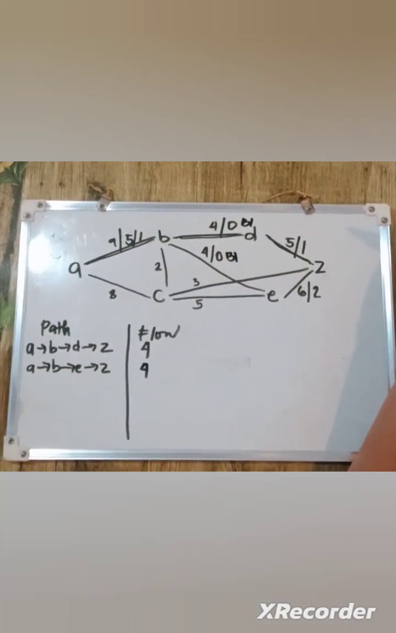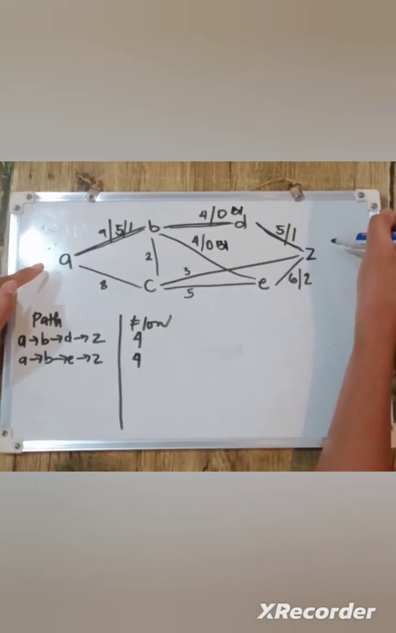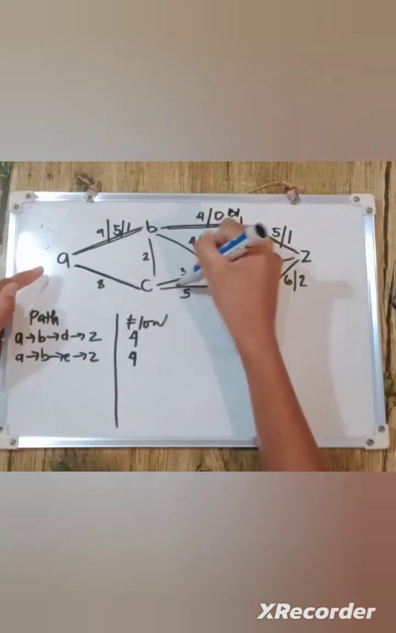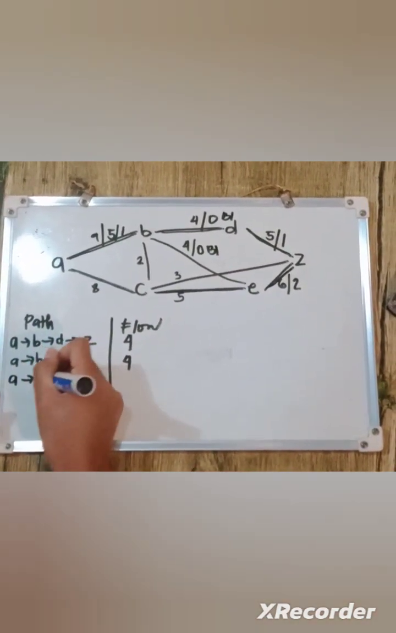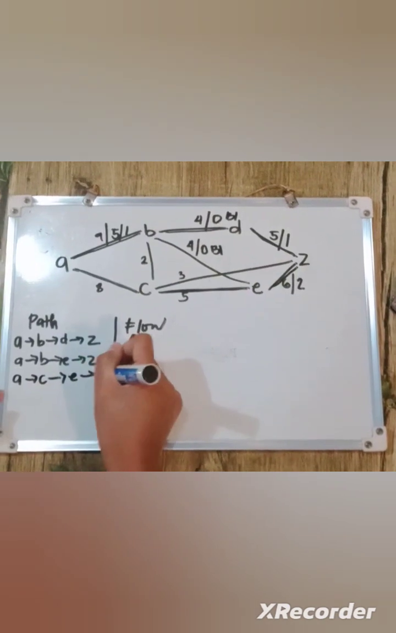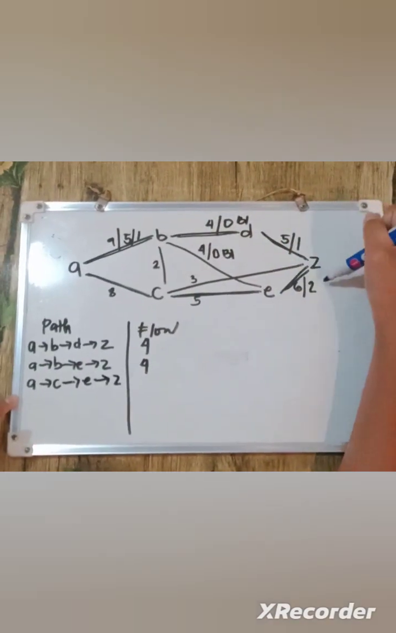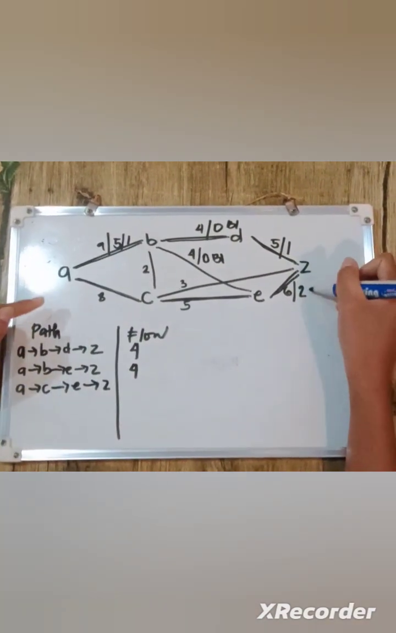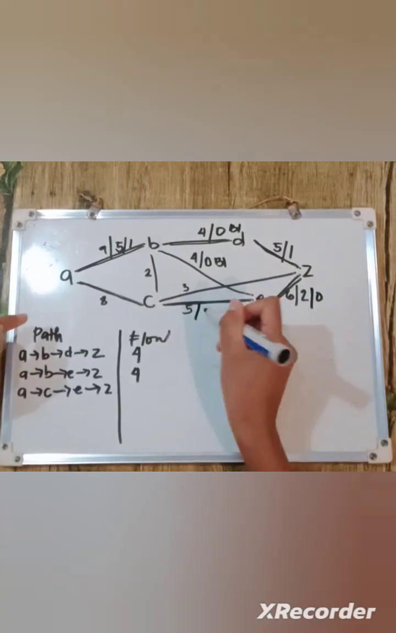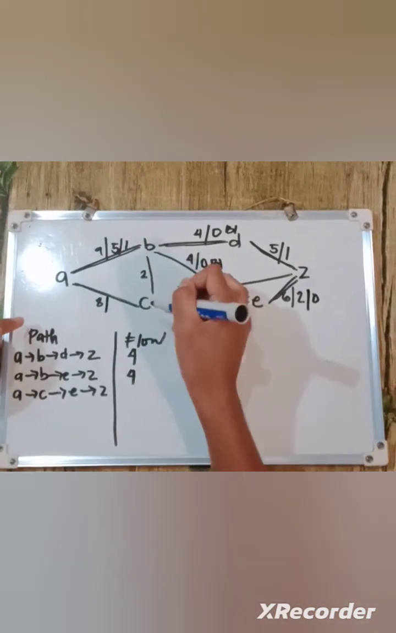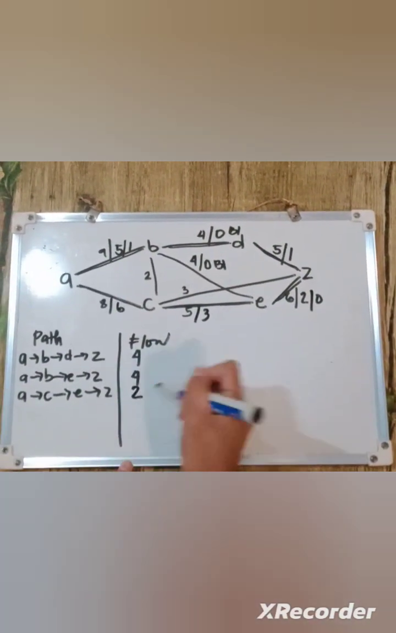Okay, next we have, we locate A, C, E, and Z. So this one is A to C, C to E, and E to Z. So we have to write A to C to E and to Z. Okay, so we can see here we have 2. So yes, this will become 0. Then this one minus 2, we have 3. Then we have 6. Okay, so it is 2, so we will write that the flow is 2.